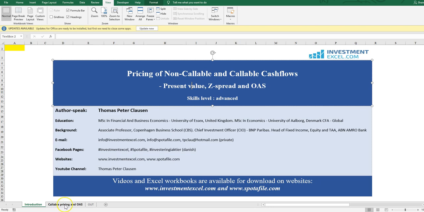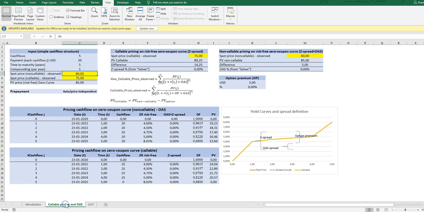Let's start by looking at the cash flow. Needed info is up here in the upper left corner. 5 cash flows, expected payment of 20 at each cash flow, 5 years to maturity, so leaving 1 cash flow a year. We have a market price of 80 of this cash flow, given that there is no optionality in terms of leaving the borrower with a prepayment option.